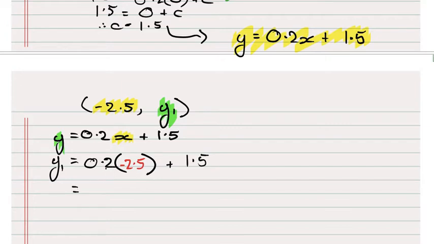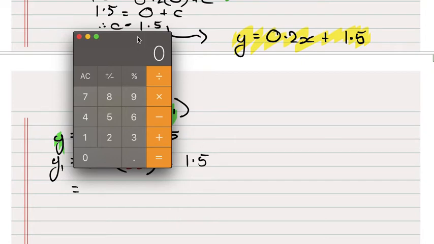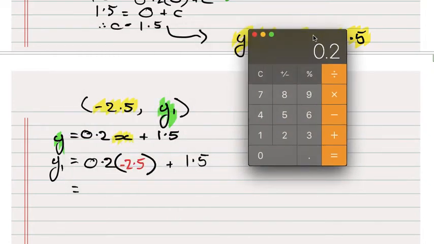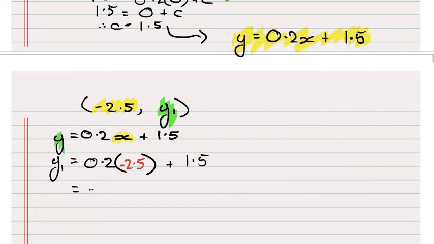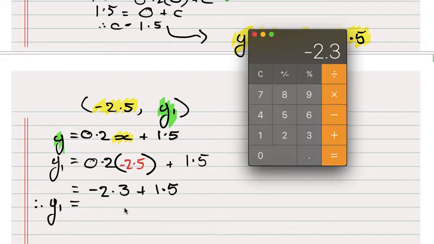Now, 0.2 times 2.5, not quite sure what that is, so I'm going to go get my calculator. And it is 0.2 times negative 2.5, and that is negative 2.3. Interesting. So, negative 2.3 plus 1.5. Adding these two together, therefore y1 we see is, bringing my calculator back, negative 0.8.